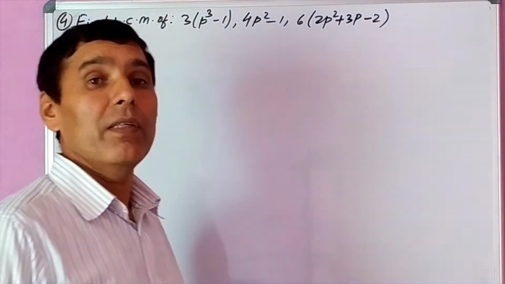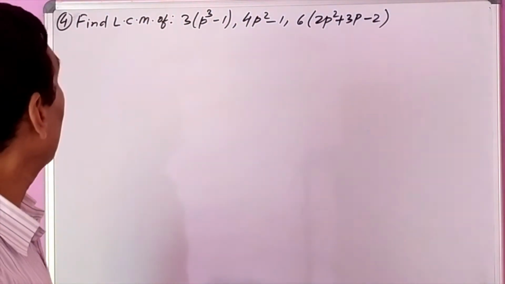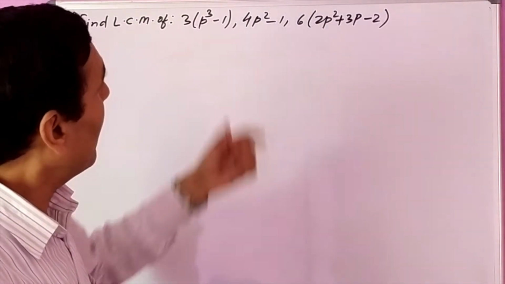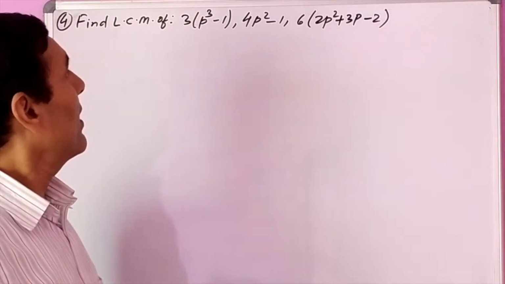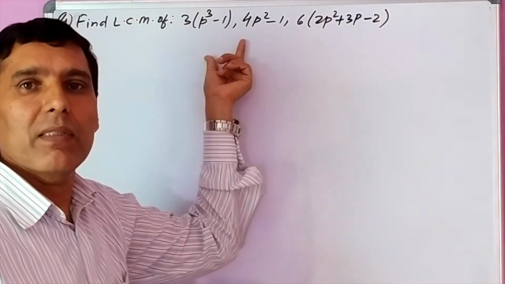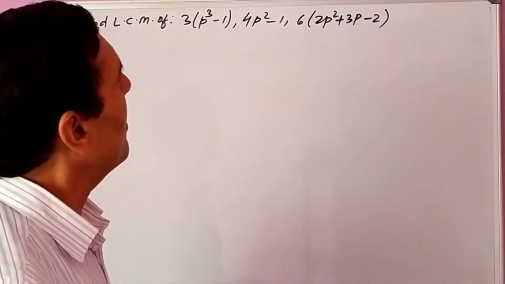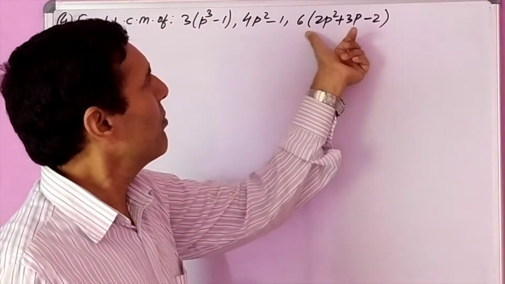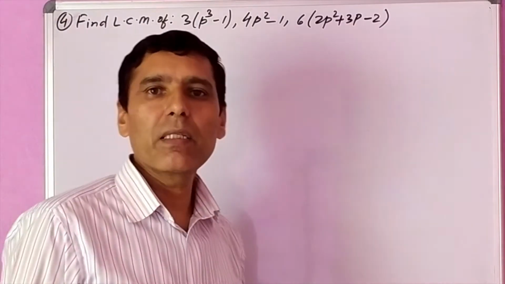Here we have another question to find the LCM. Question number 4. Here also you can see three expressions. First expression: 3 times p³q minus 1. Second expression: 4p² minus 1. Third expression: 6 times 2p² plus 3p minus 2.